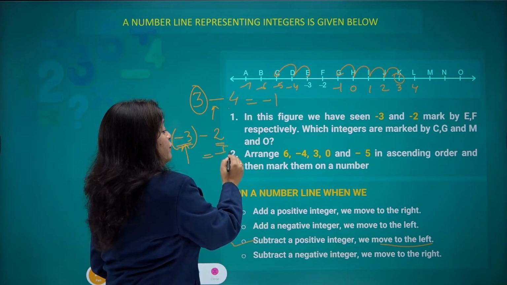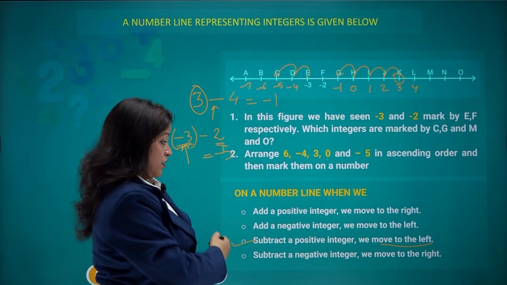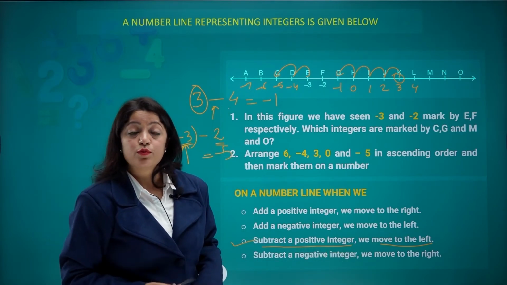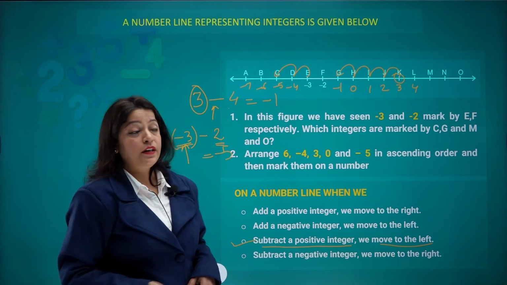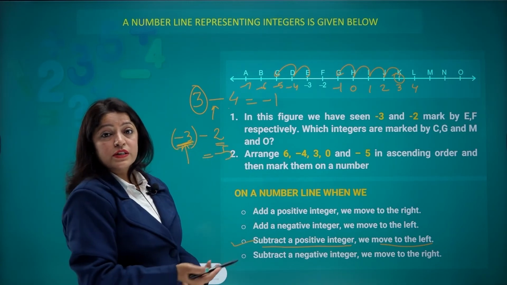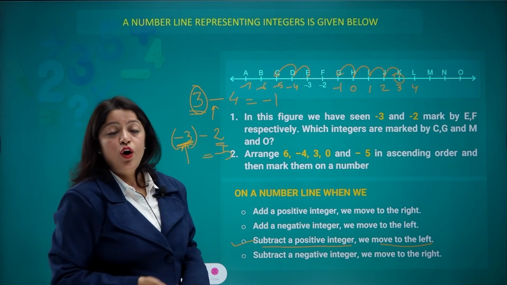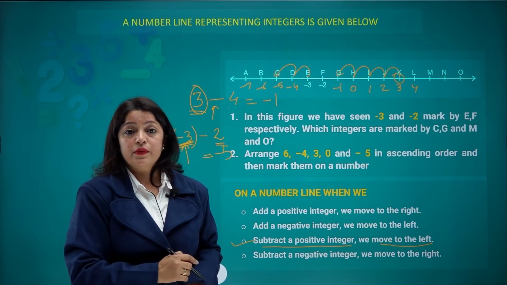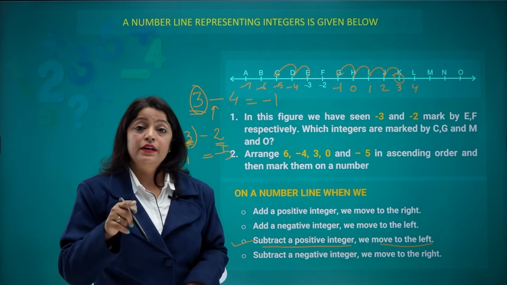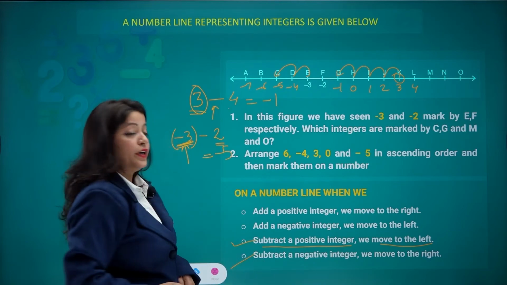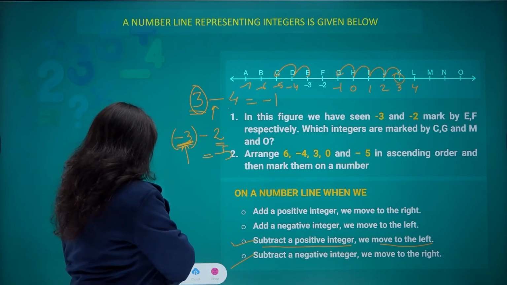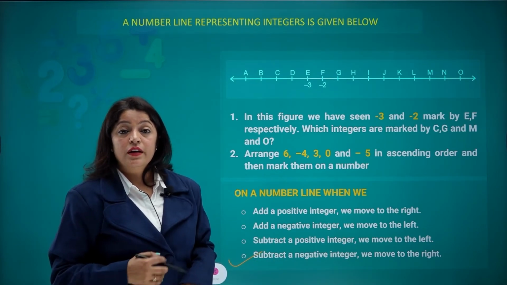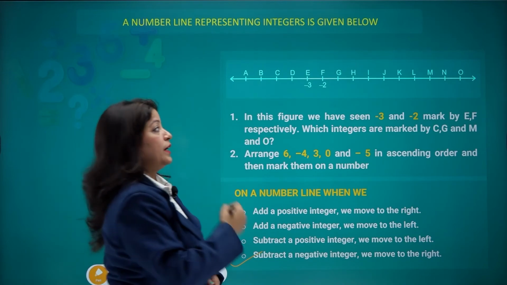So in this case, when you are subtracting a positive integer, we always have to move to the left, irrespective of whether you are subtracting it from a negative integer or from a positive integer. Always go to the left when subtracting a positive integer. But what if you are subtracting a negative integer, which is included in point number 4? If you are subtracting a negative integer, we move to the right.